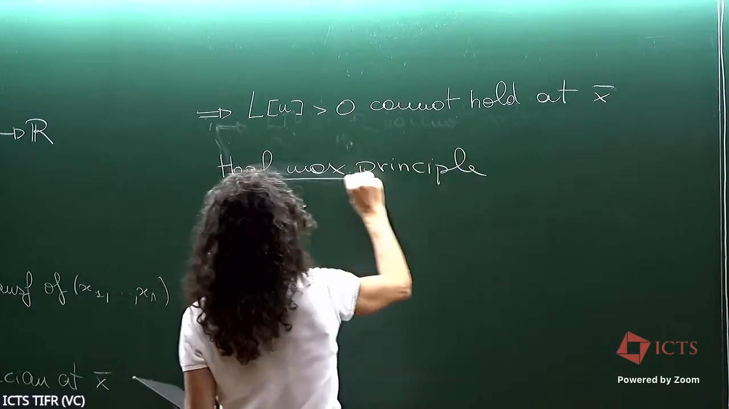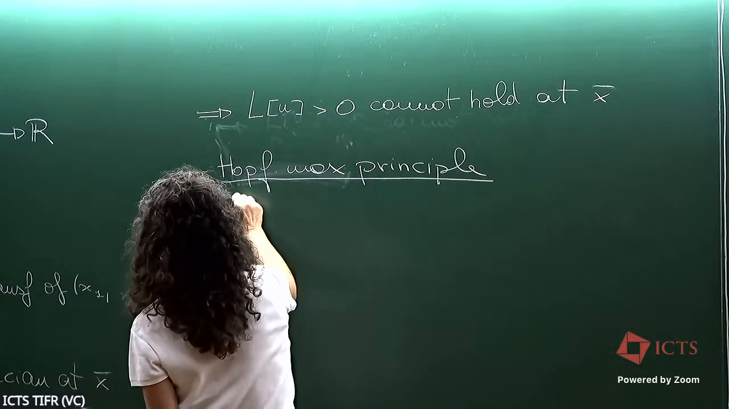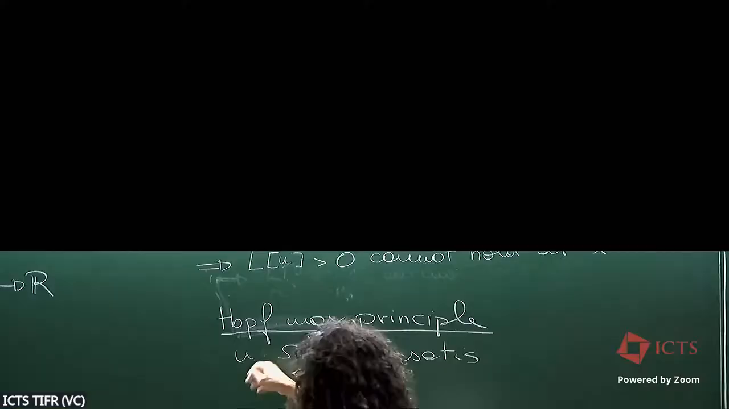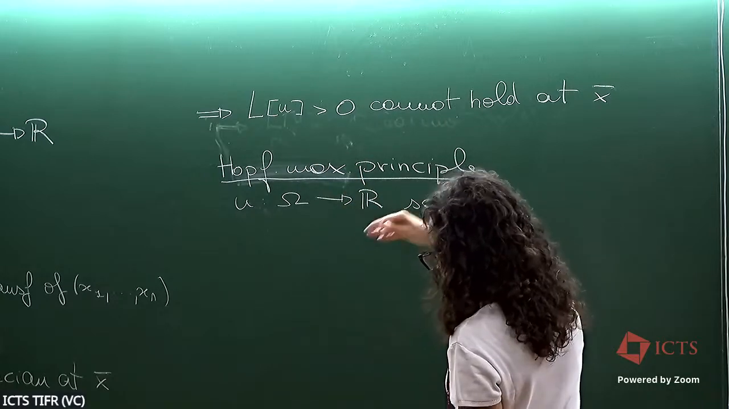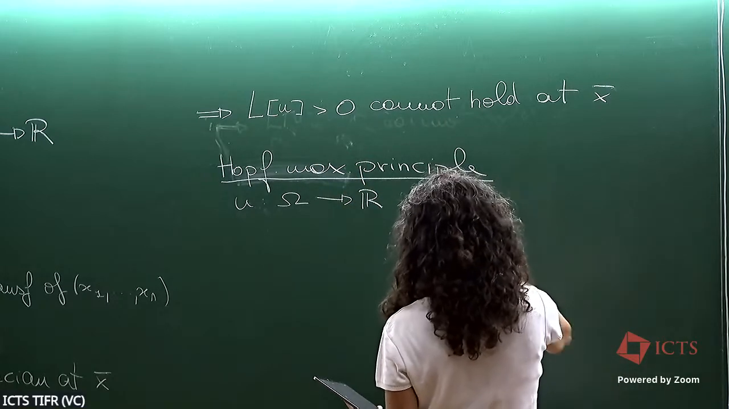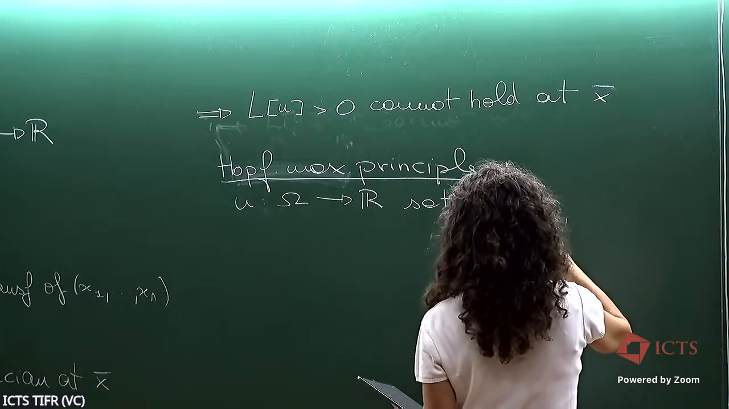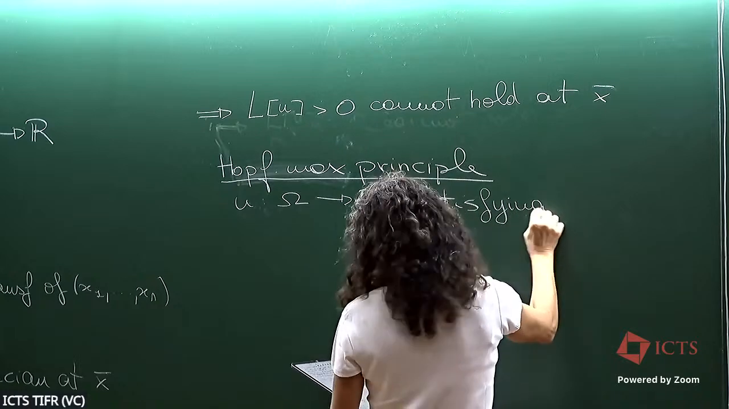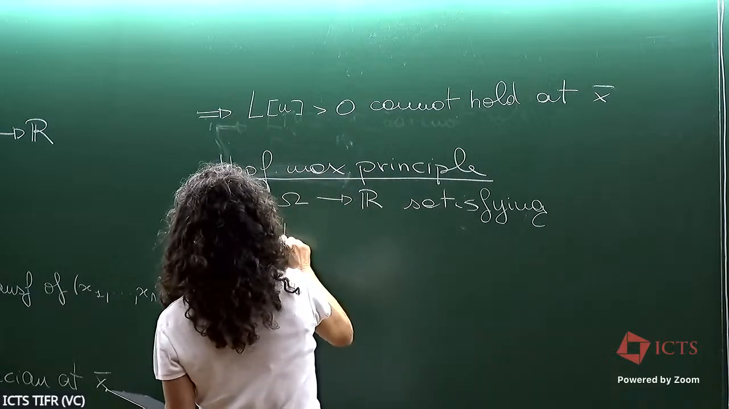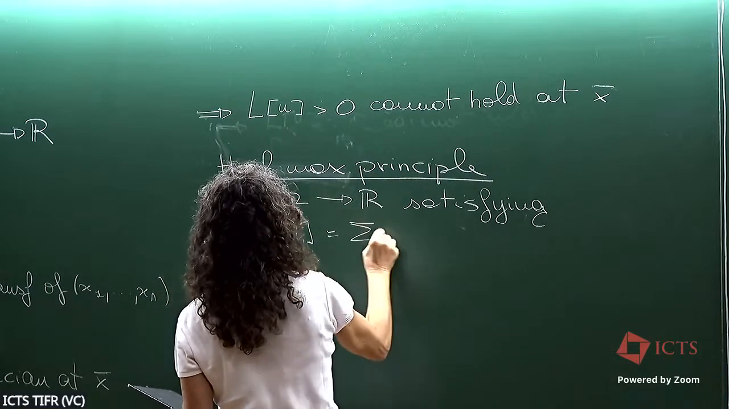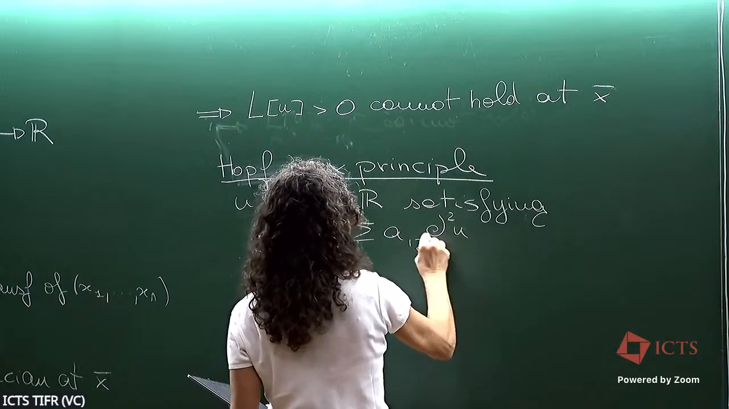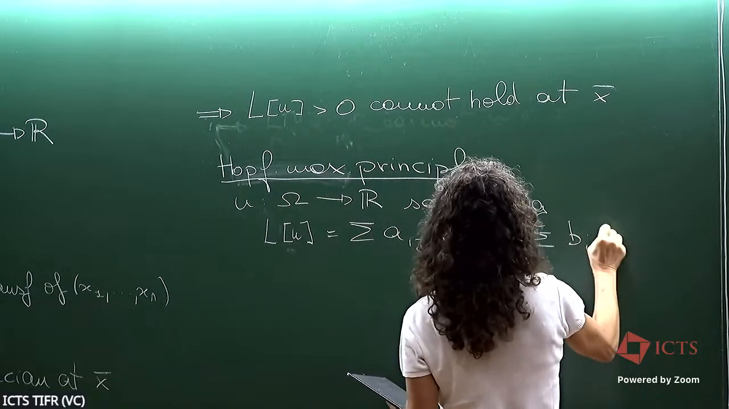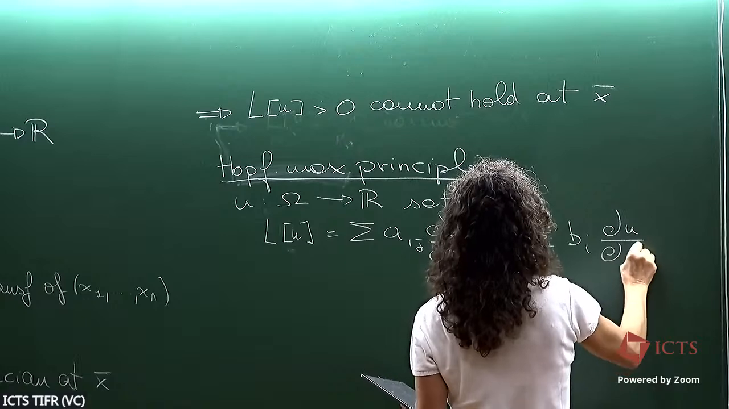And goes exactly as I told. That is u defined on omega in R^n, satisfying... Of course, I don't say it, but it has to be twice differentiable and everything, because we are applying a differential operator of degree 2. So satisfying L of u, the same L, so sum a_ij d square u over dx_i dx_j plus sum b_i du over dx_i, larger or equal than 0.